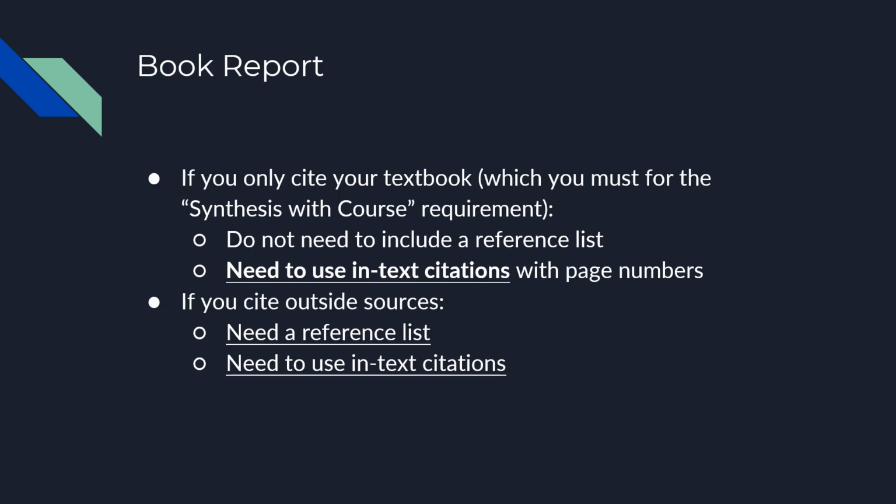For the book report, if you only cite your textbook, which you have to do, it's part of the requirements, it's in the grading rubric, specifically for the synthesis with course requirement. You have to use in-text citations when you cite information from your textbook. If you decide to use outside sources, which you're more than welcome to do, you'll have to include a reference list to have those outside sources available for me to look at, make sure they're good, and that you're referencing accurate information from those articles. You'll also need to use in-text citations for those references as well.